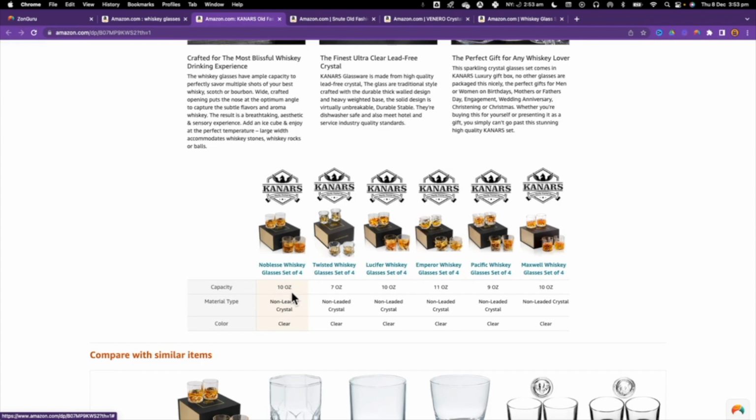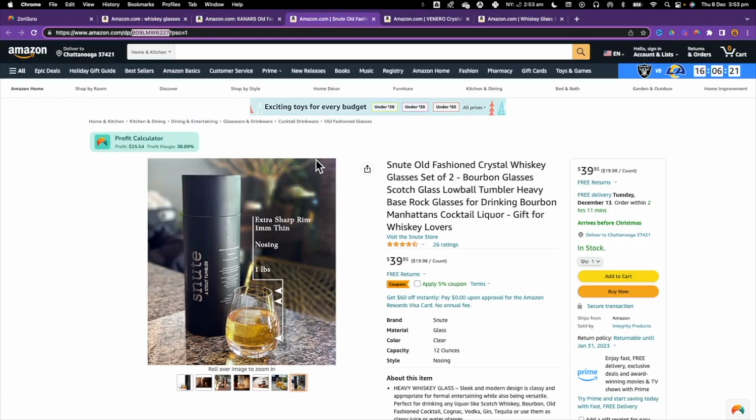So we've looked at two great listings. Let's take a look at a not so great listing quickly, and then we can wrap this up. Now, this is the Snoot Old Fashioned Crystal Whiskey Glasses, set of 2, bourbon glasses, Scotch glass, lowball, tumbler, heavy base, rock glasses for bourbon. That is a horrible title. I just don't even want to read all of it. That's really, really bad. And I think their image is not so great either.